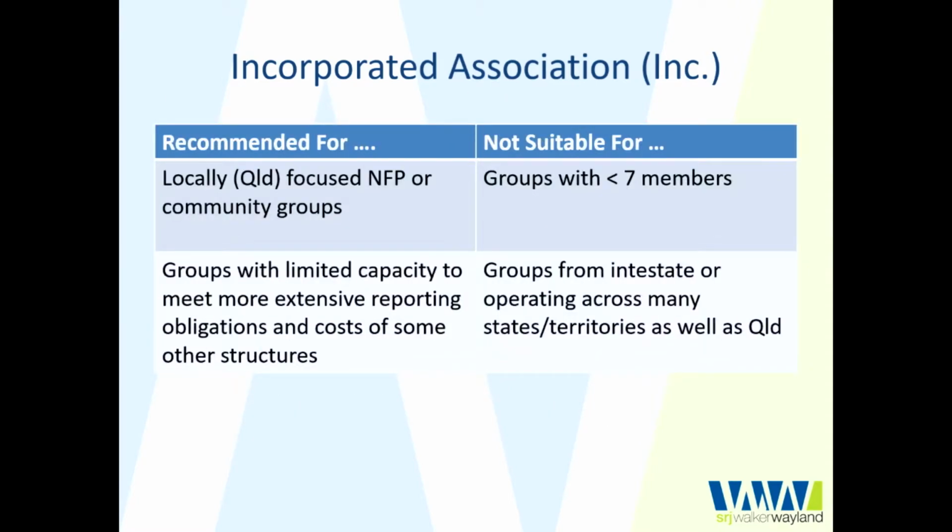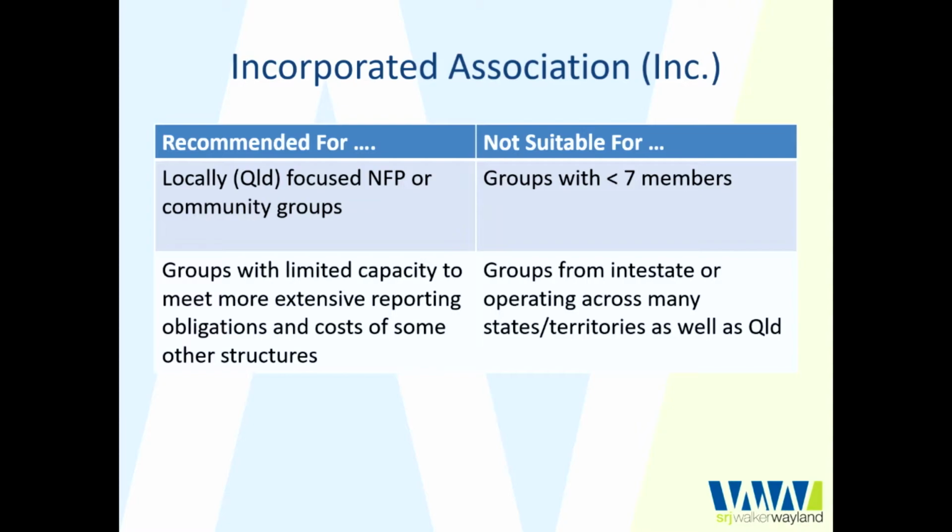So more importantly, let's look at some of the advantages and disadvantages of becoming an incorporated association. So who would we recommend establish themselves as a not-for-profit through this type of structure. If you are a local Queensland-focused not-for-profit or community group, you might want to consider this entity. It's recommended if you have limited capacity to meet some of the more extensive reporting obligations that exist, for instance, under some of the other relevant acts that you might be required to comply with under some of the other types of structures.